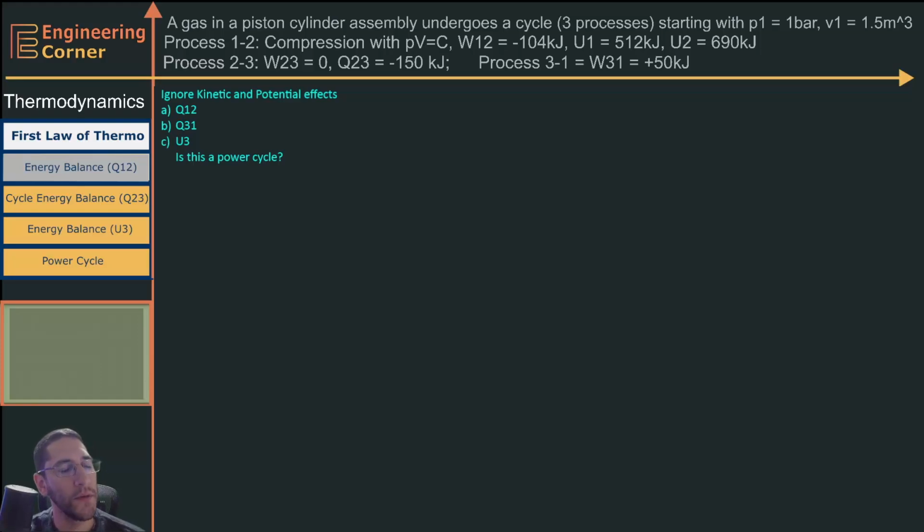In this problem, we're told that a gas in a piston cylinder assembly undergoes a cycle consisting of 3 processes. This starts with a pressure 1 of 1 bar, a volume 1 of 1.5 cubic meters, and we're told information about the different processes. So process 1 to 2 is compression with the relationship PV is equal to C.